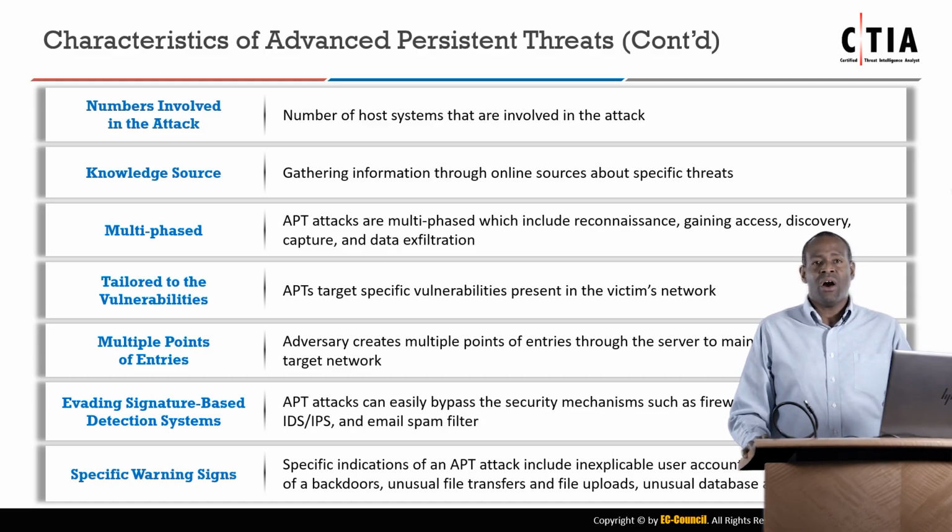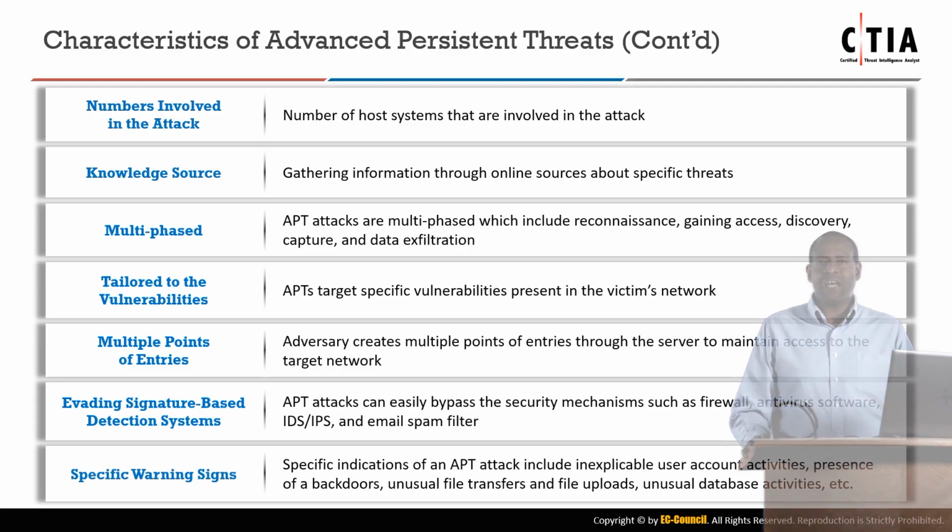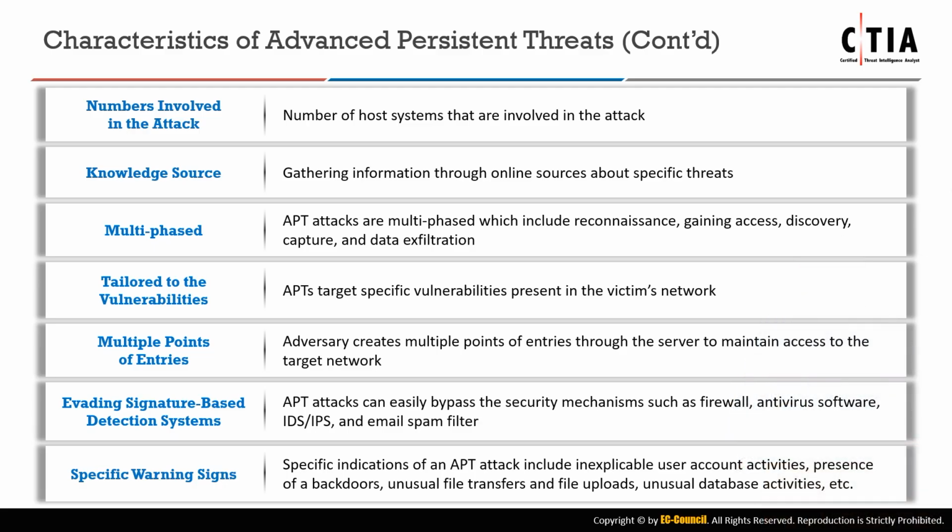Multi-phased. APT attacks are usually multi-phased because before the attack happened, there had to have been a reconnaissance phase. Do we have a record of that? There had to be a gaining access phase. You can search your records for that and see if you can locate when precisely that took place. We have the discovery and the capture and the data exfiltration phases, and this multi-phase attack can actually take a fair amount of time to go from reconnaissance to exfiltration.